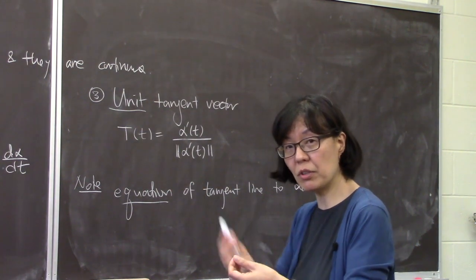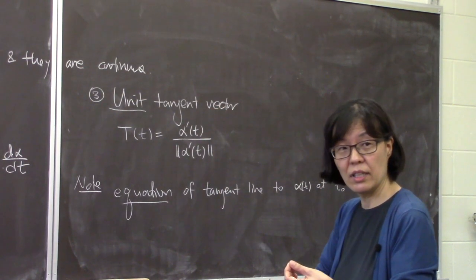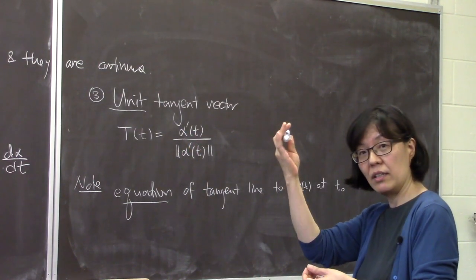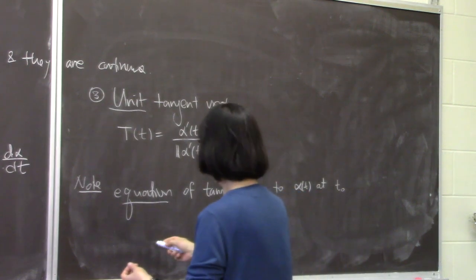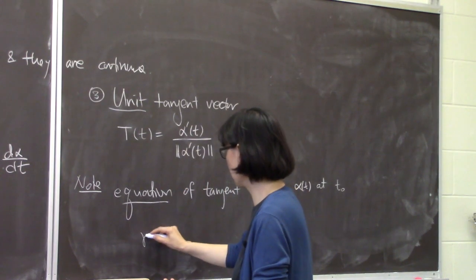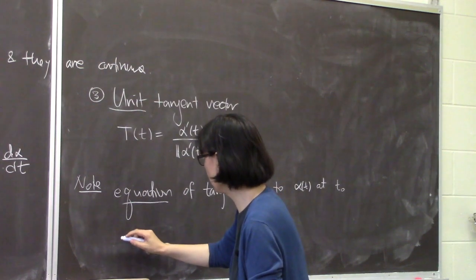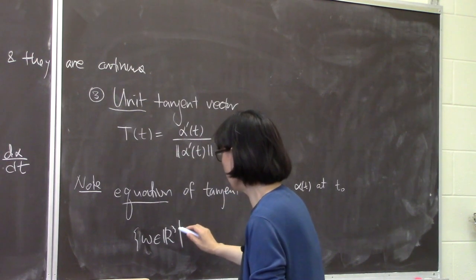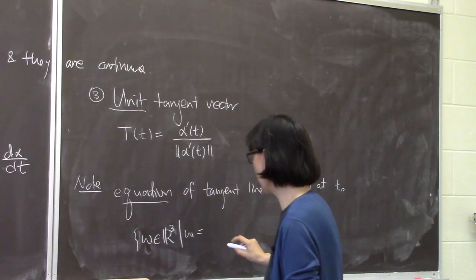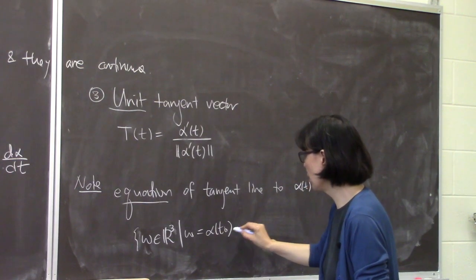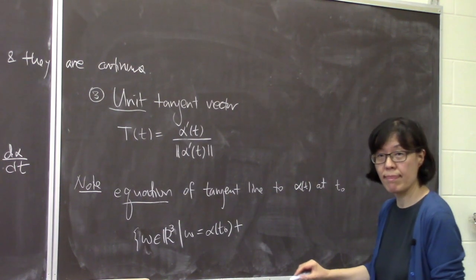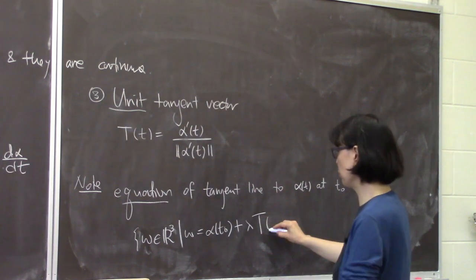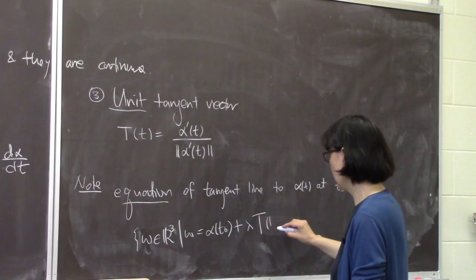In order to determine the equation of the line, we need the point it goes through and the direction, right? So if you say that it's r of t, the collection of some vectors, then it can be made by the point it goes through plus the parameter lambda times the tangent. We can use the unit tangent vector or T.